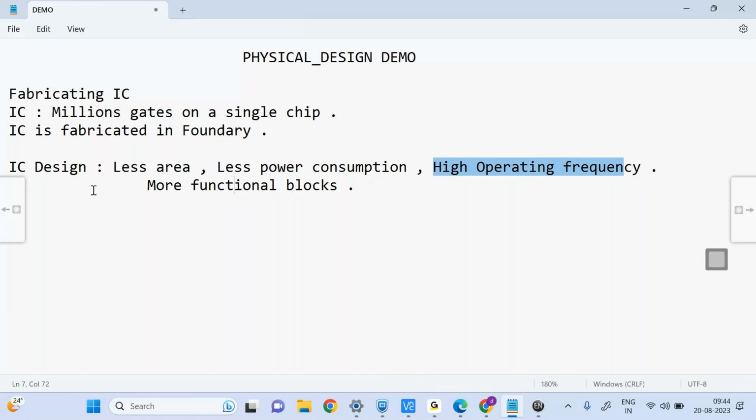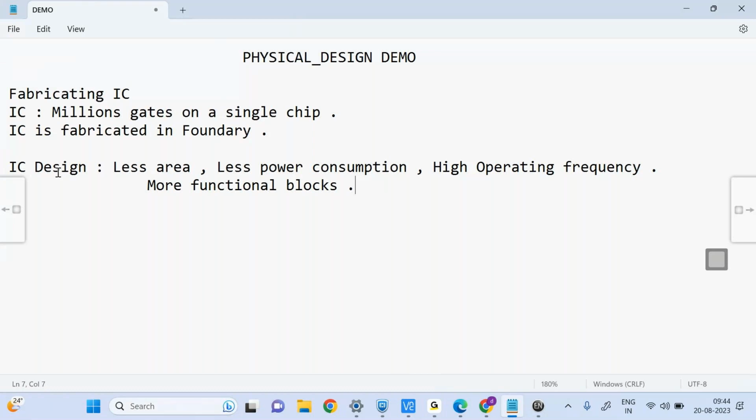So without ensuring all these things, if we send this IC for fabrication to the foundry, and this IC is showing a drawback in any one of these aspects, the company will lose the market and they will suffer a huge loss. So electronics engineers are mainly involved in designing an IC.